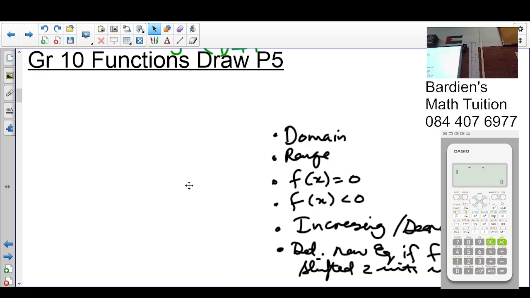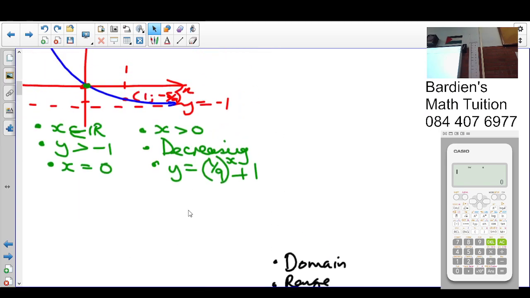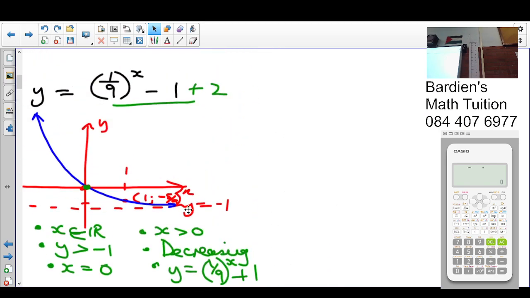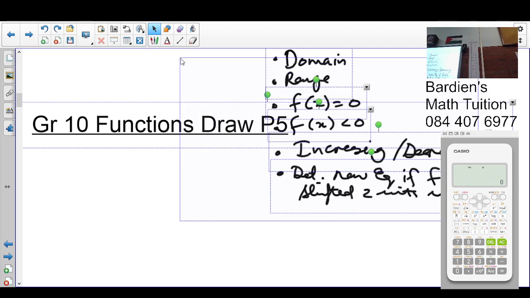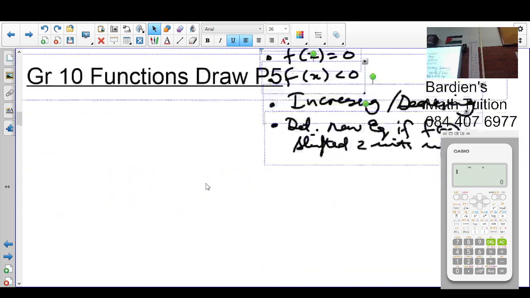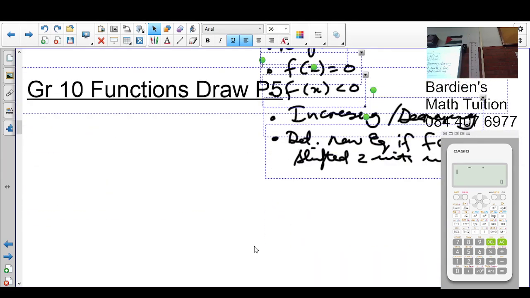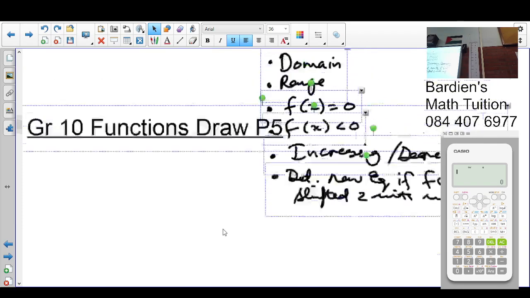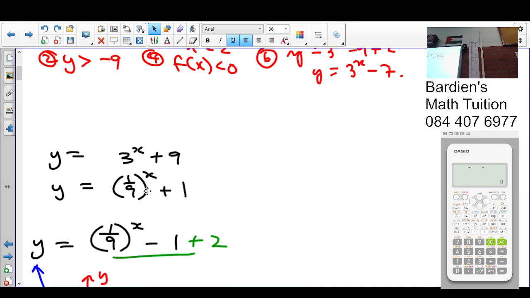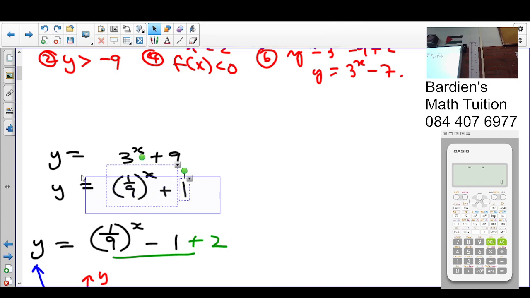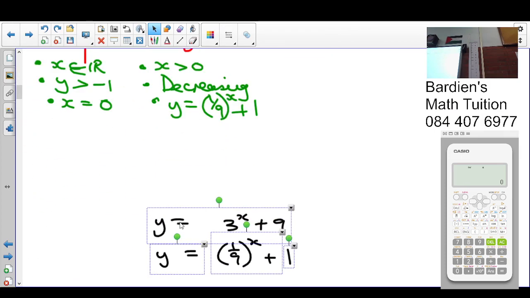Yes? The asymptote is negative 1. The point, negative 8 over 9, because I need x equal to 1. What is the other equation I gave you to do? Oh yeah. Okay, I'll do both. I see the importance of both.